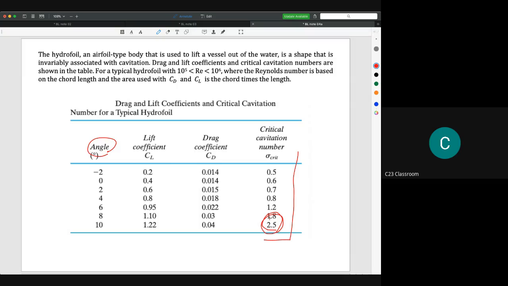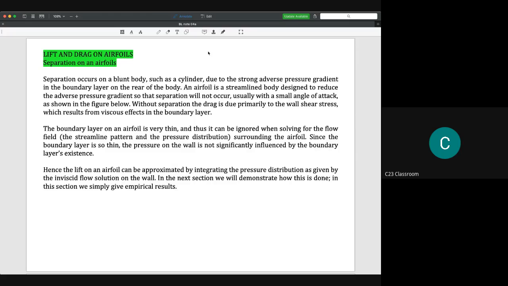If not, it is possible for cavitation to occur. Now I would like to discuss lift and drag on an airfoil. So first, we go for the separation on an airfoil.